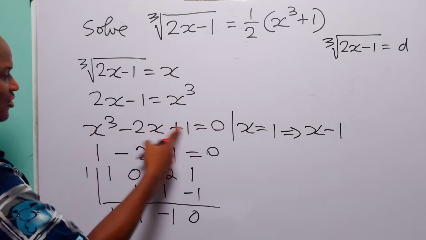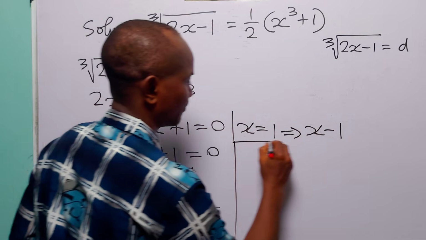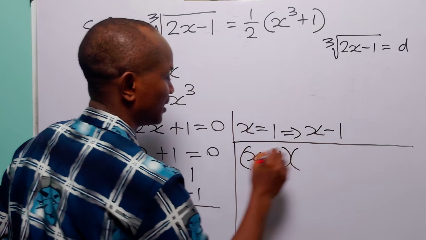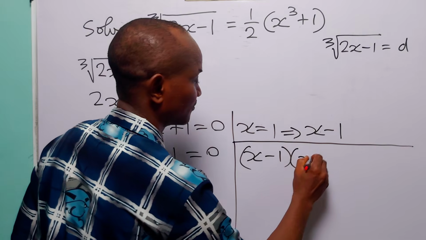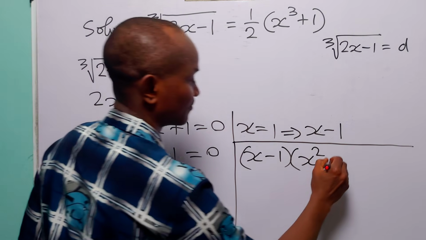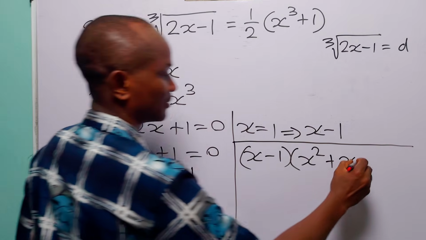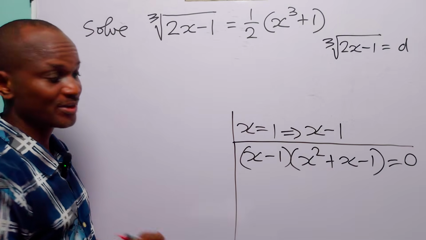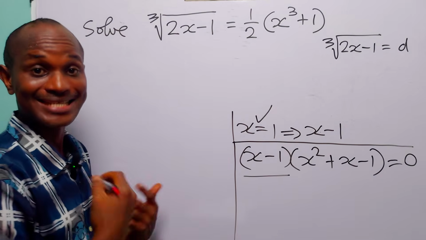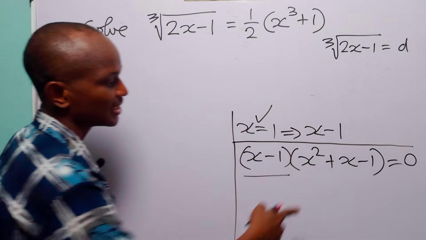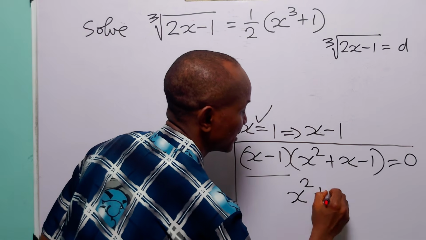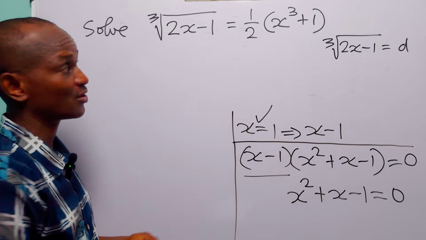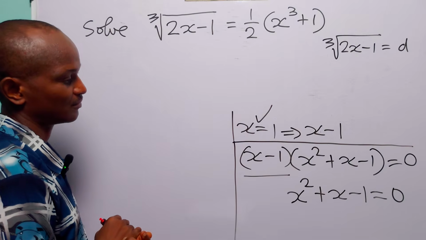So that means that when we factorize this cubic, we have (x minus 1) times (x^2 plus x minus 1), and of course, this is equal to 0. Now, already from this factor, we have that x is equal to 1. The last part of this solution is to solve the quadratic equation x^2 plus x minus 1 is equal to 0 to find the other two values of x that satisfy this equation.